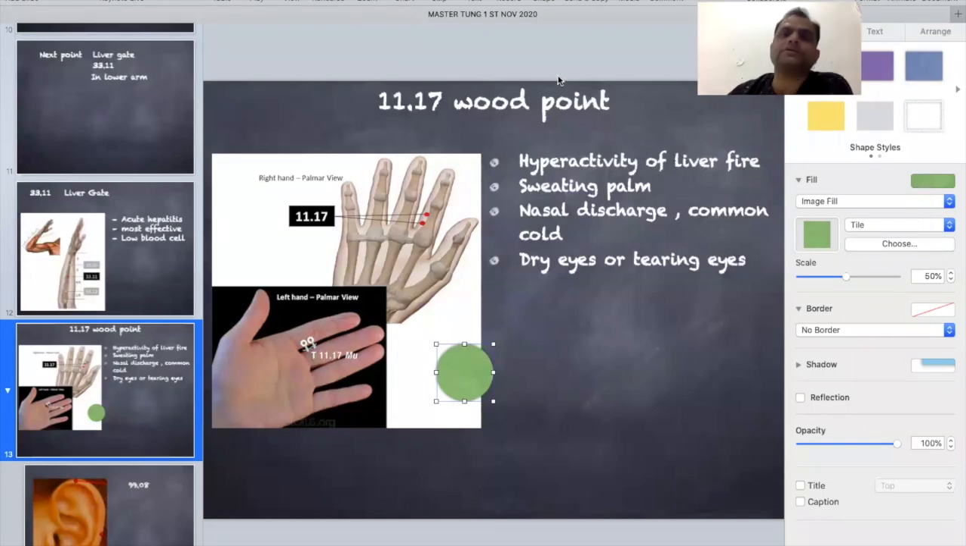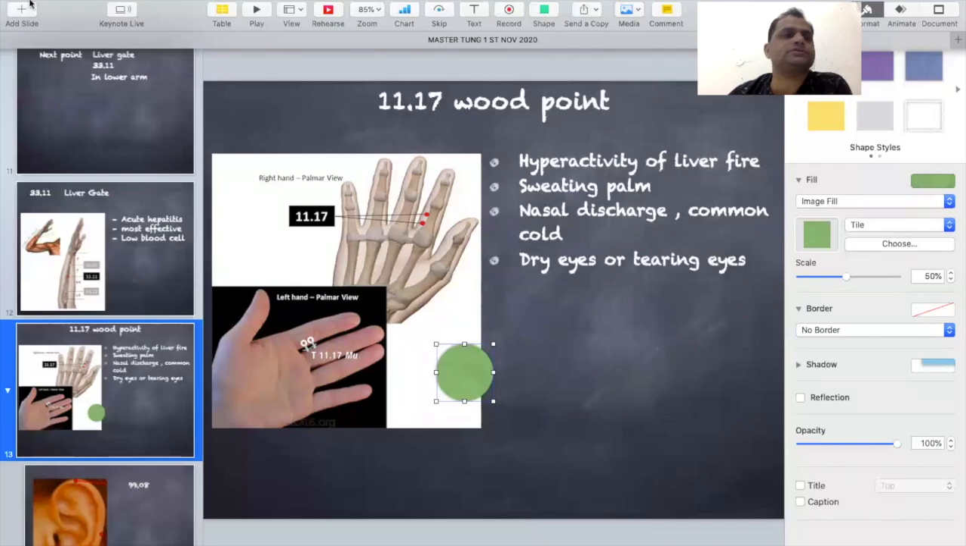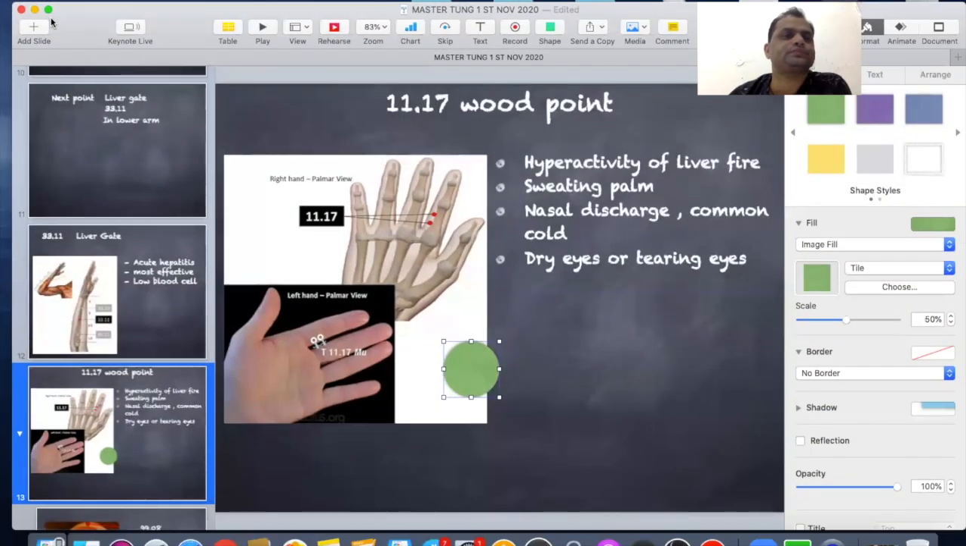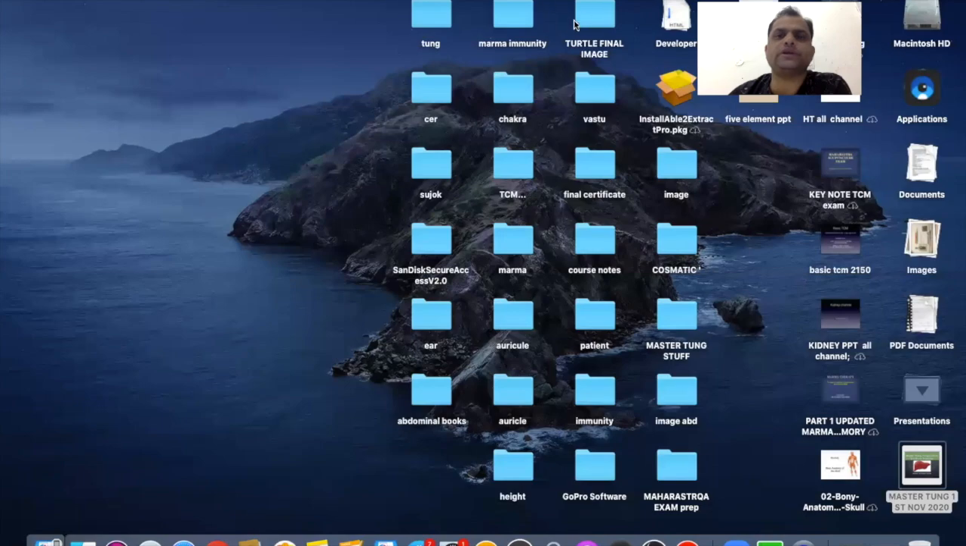So let's see practically on my hands. You will understand very clearly. So this is the index finger. In the index finger, if we go on the D line, what is the D line? The border of bone. The border of bone, that is the D line.